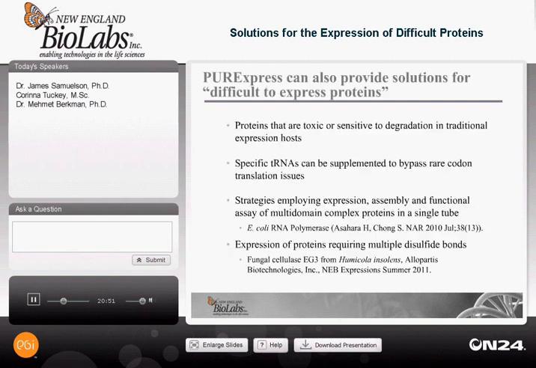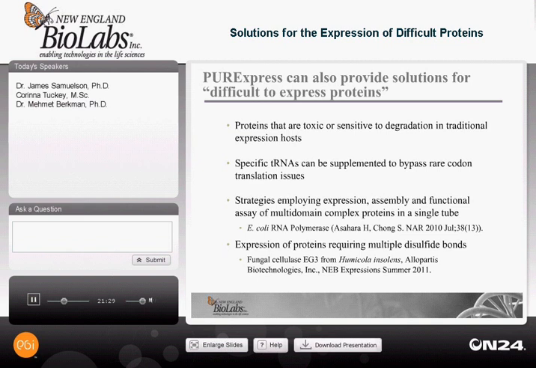PURExpress is also excellent for providing solutions for, quote, difficult-to-express proteins. And as Dr. Samuelson mentioned earlier, proteins that are toxic to cells are particularly well suited for in vitro expression, as are proteins that are sensitive to degradation in traditional expression hosts. Also, with codon issues, you can specifically add tRNAs that would supplement the tRNAs available and bypass rare codon translation issues.